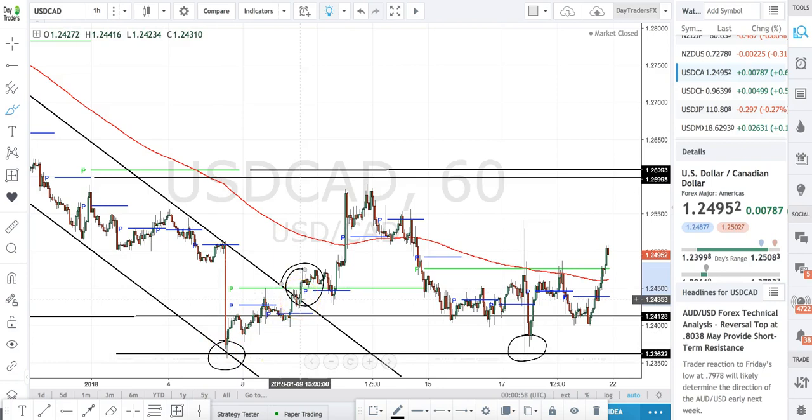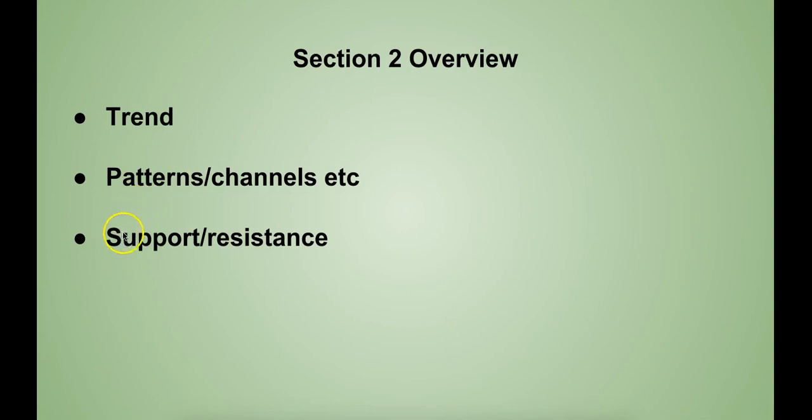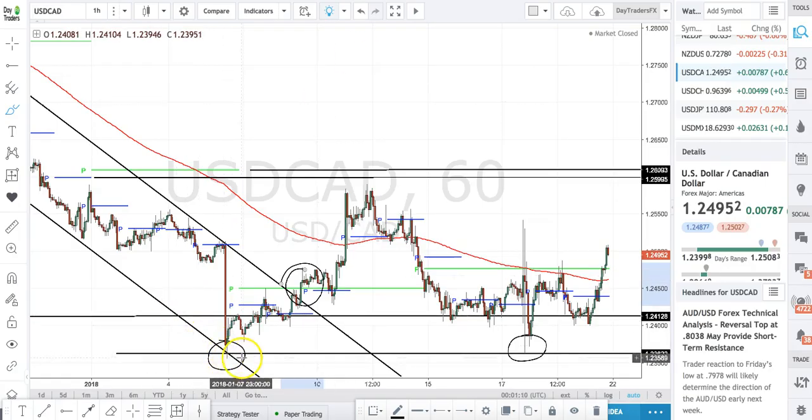And then we put our profit targets at some of these pivot points and some of these other types of areas of support and resistance. Remember, we need to know where support and resistance is. So there's support down there. Here's some resistance up there and some resistance here and resistance here.